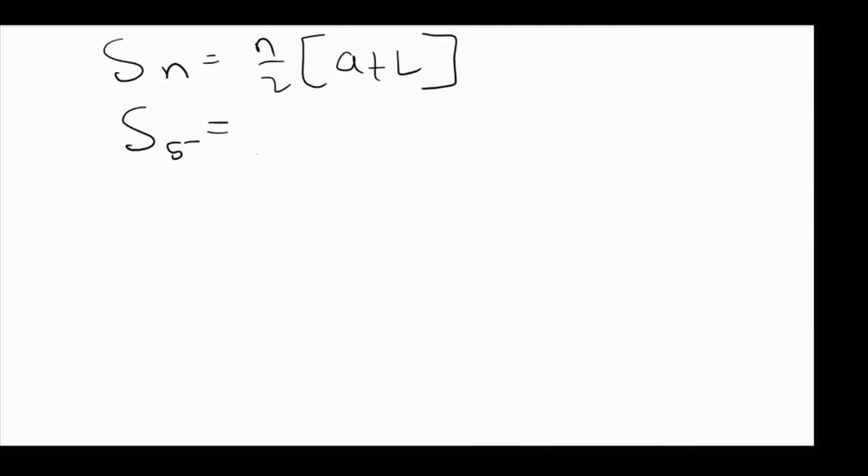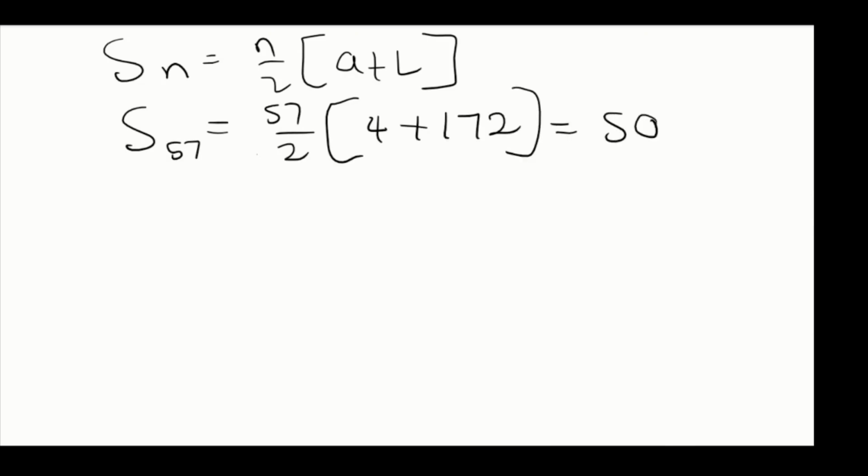Using our sum formula, n over 2 into (a + l), and it's the sum of 57 terms. So 57 over 2 into our first term being 4, our last term being 172. So the solution here is supposed to be 5016.